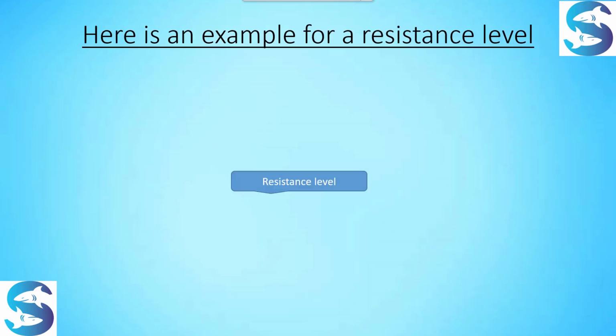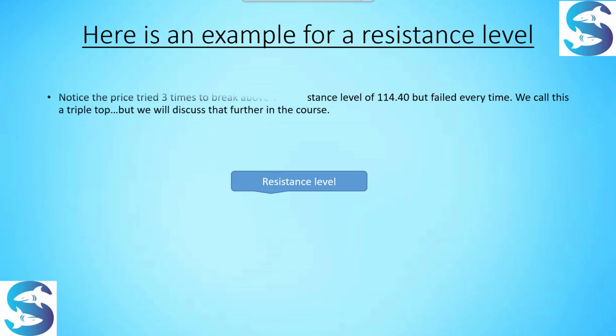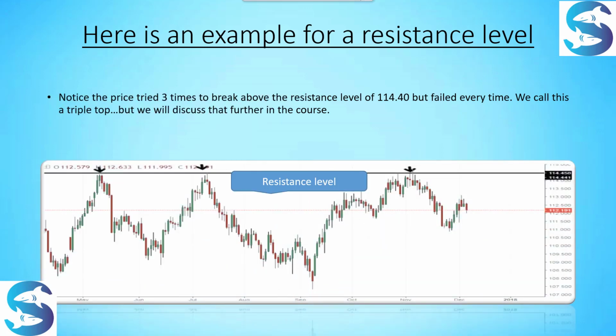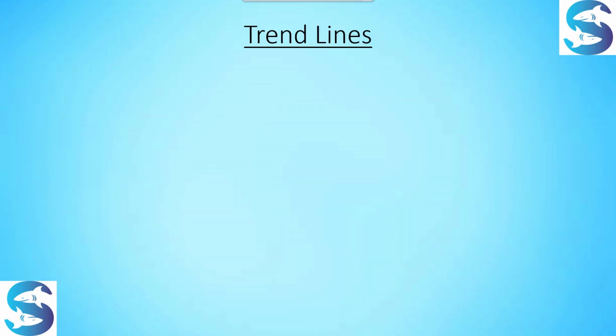Here is an example of a resistance level. Notice the price tried 3 times to break above the resistance level of 114.40, but failed every time. We call this a triple top, but we will discuss that further in the course.